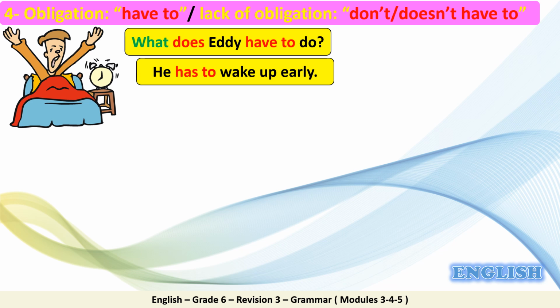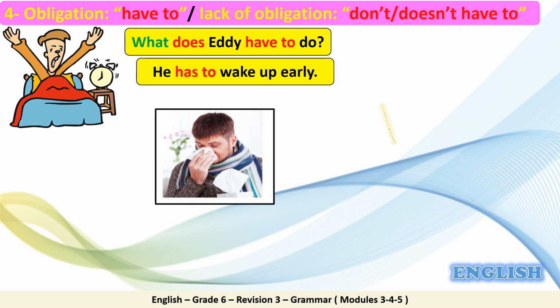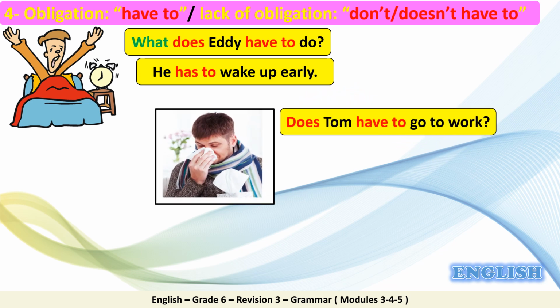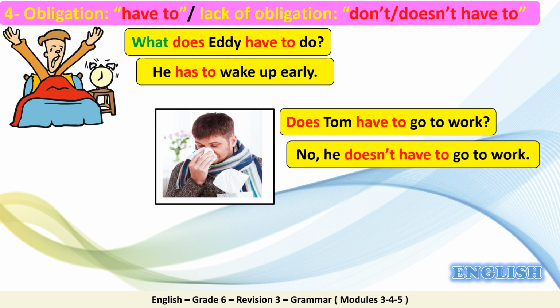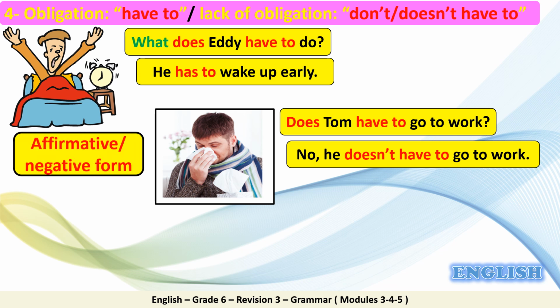Number 2, does Tom have to go to work? No, he doesn't have to go to work. So here we have the affirmative form, the negative form, and the interrogative form, both with WH questions and yes/no questions. For the affirmative and the negative form, the rule is subject in both.